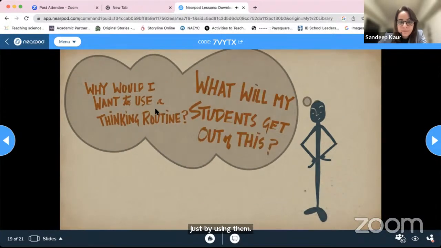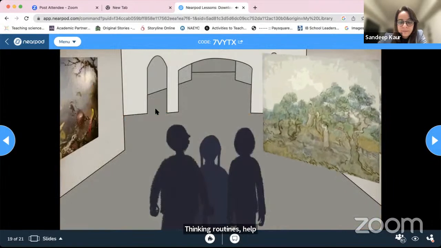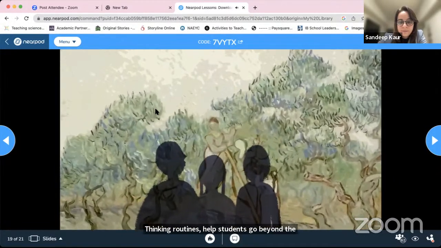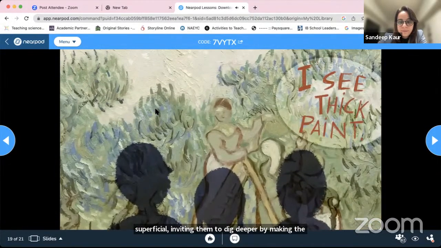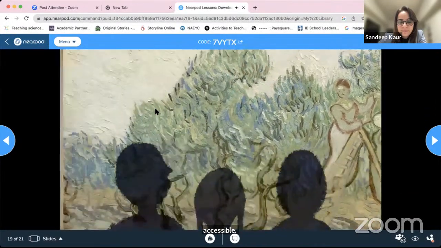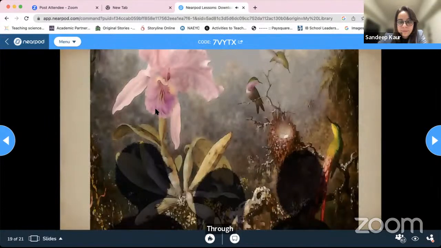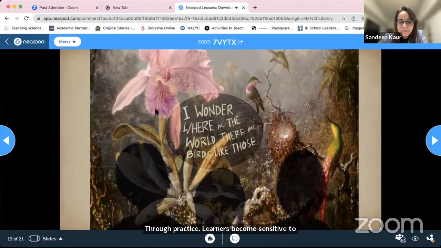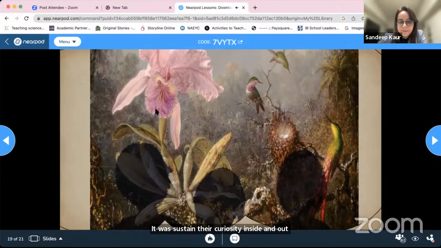Thinking routines help students go beyond the superficial, inviting them to dig deeper by making the complex accessible. Through practice, learners become sensitive to opportunities to use their thinking moves in the wild, helping them to develop habits of mind that will sustain their curiosity inside and outside the classroom.